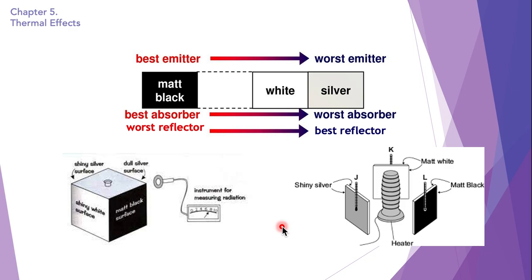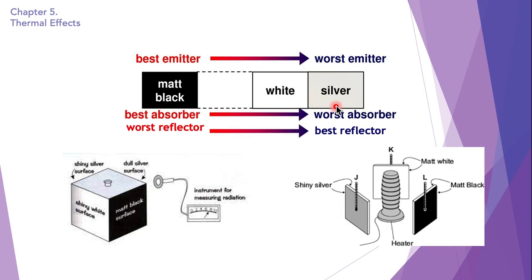So good emitters of thermal radiation are also good absorbers. Here we can see that matte black is the best emitter, the best absorber, and the worst reflector. From here we go to worst emitter, worst absorber, and best reflector, which is silver.